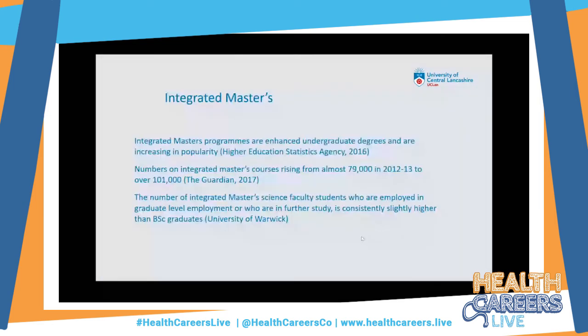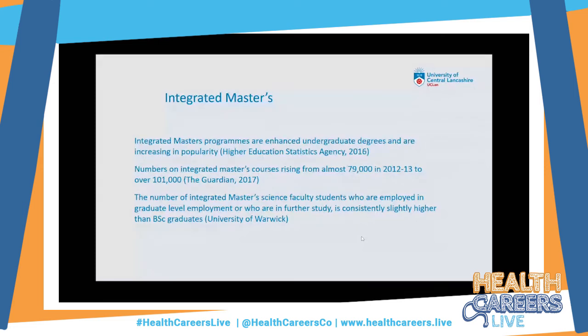So integrated master's degrees are enhanced undergrad degrees, and they are increasing in popularity. So the numbers rose by 30,000 over a 4-year period. So they're becoming more and more popular. And the number of integrated master's science degree holders who are employed in graduate level employment or in further study is consistently slightly higher than BSc graduates.